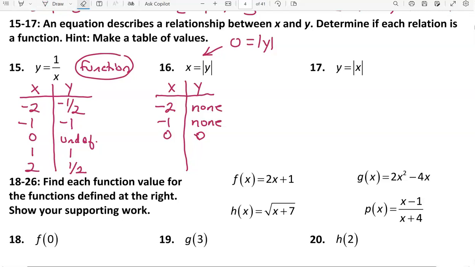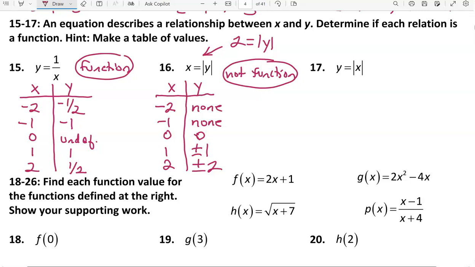If we replace the x value with the number 1, then y can either be positive or -1. If we replace the x value with 2, then y can either be positive or -2. So I think what we found out here is that this is not a function because there is more than one y value associated with certain x values. Now let's consider y equals the absolute value of x.